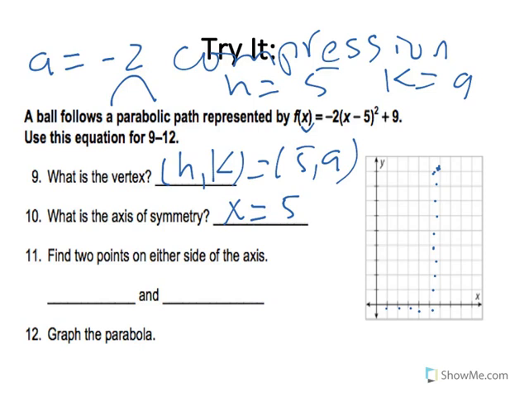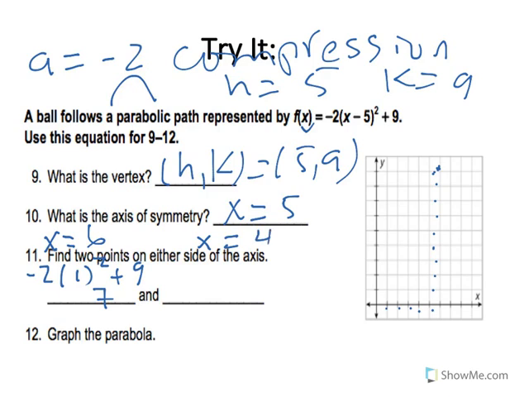For example, when we pick x equals 6, we can put it into our function. So we said negative 2 times 6 minus 5 is 1, squared, minus 9. So this gives us negative 11. My mistake, plus 9. Let me change that. So plus 9, so that gives us 7.